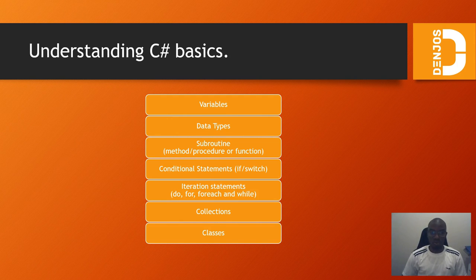Okay, what we've done so far, understanding C# basics: we've talked about variables, data types, and subroutines, which happen to be methods. We're going to be meeting methods again this time around, but in a different form. And we've talked about conditional statements, iteration, which has to do with do, for, foreach, and while loops, and we've talked about collections.